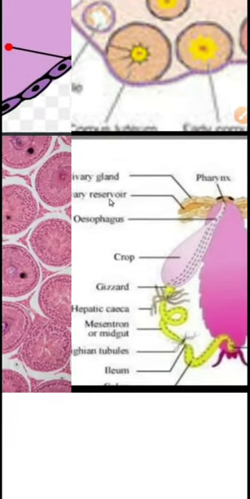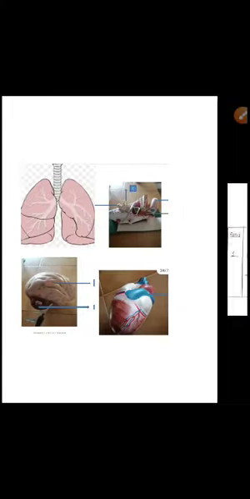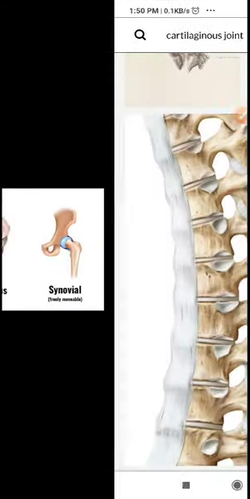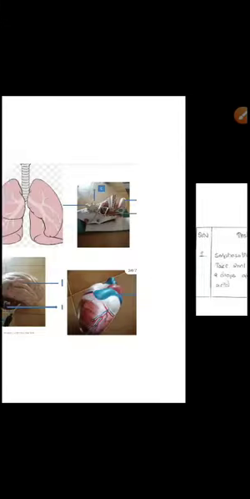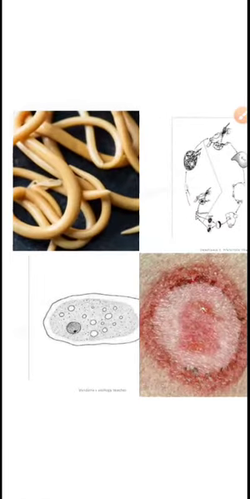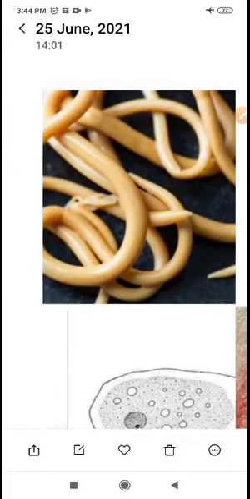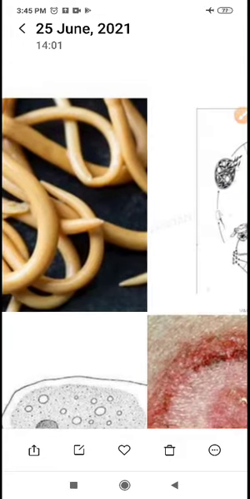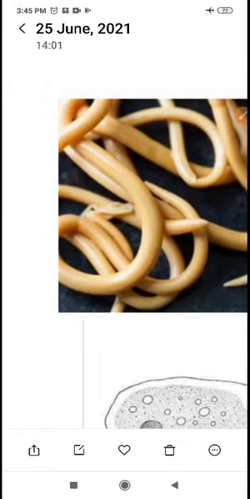Then comes identify the pathogens. Pathogens means disease causing organisms. First one is worms. First one is Ascaris lumbricoides. Disease caused by it is ascariasis, and symptom, stomach pain or anemia.